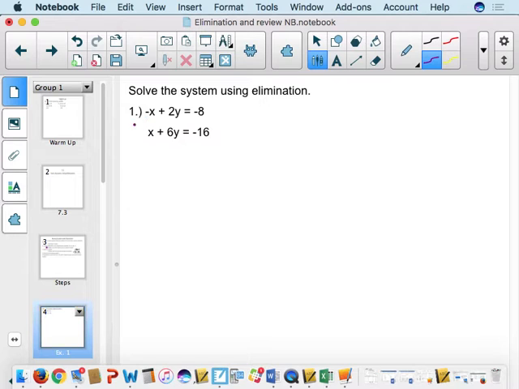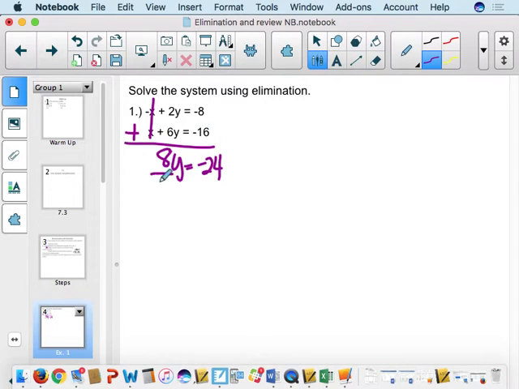So we're going to go ahead and add these up, okay? So -1 and +1 are going to cancel. 2 plus 6 is 8y, and -8 plus -16 is -24. That's something that some students forget, is to add these numbers as well, okay?